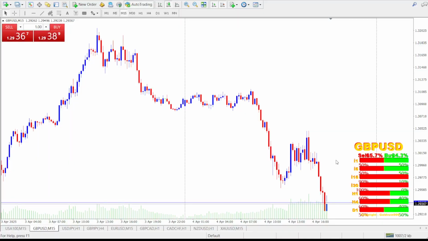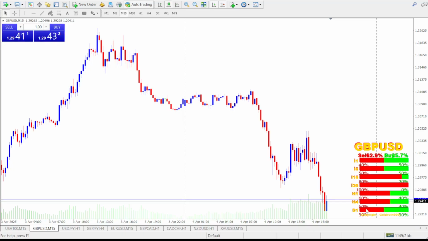It tells you whether the market is more bullish or bearish at any given moment on any time frame. So we can see the 1 minute, 5 minutes, 15 minutes, 30 minutes, 1 hour, 4 hour, and daily time frames. The information across the different time frames is here, from the 1 minute to the 1 day. You can see that the indicator tells you whether the market is more bullish or bearish at any given moment.